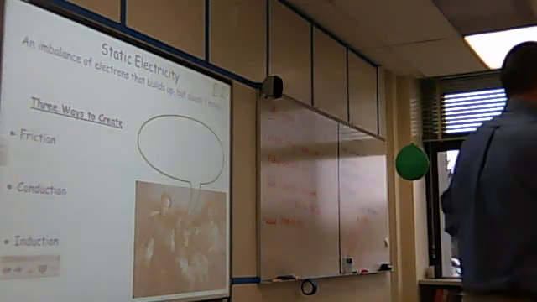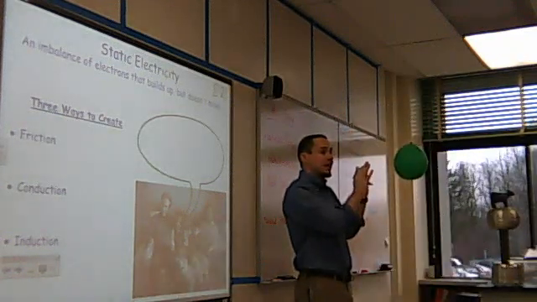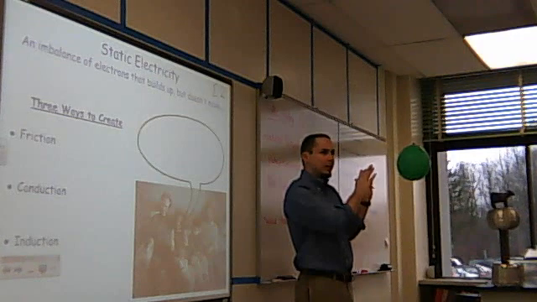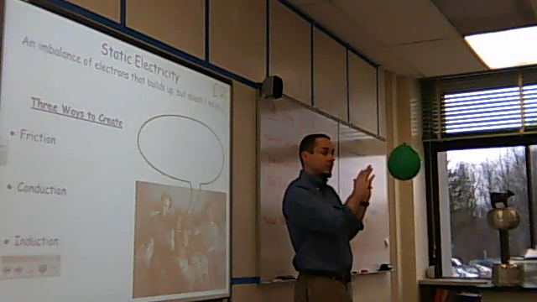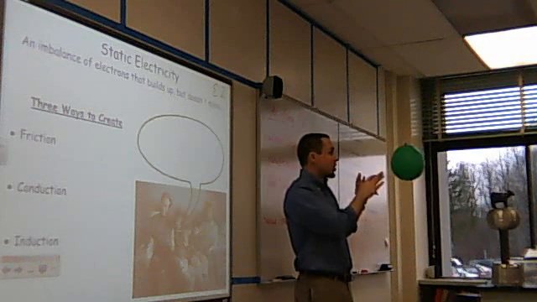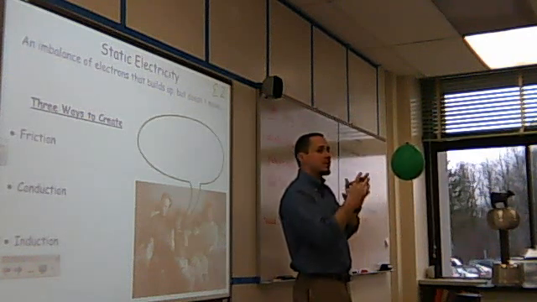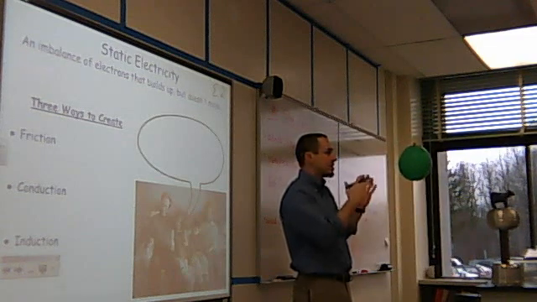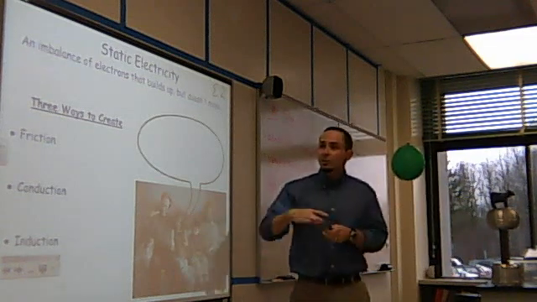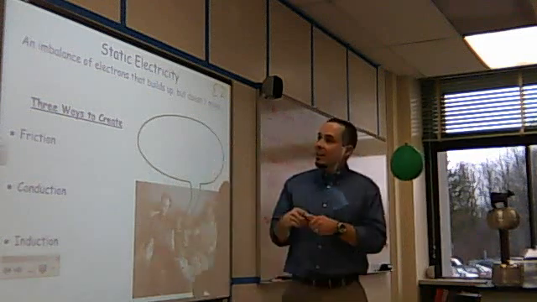That's cool. And if you're looking at this thing all by itself, it has more electrons than it does what? Protons. So when you have something that has more electrons than protons or less electrons than protons, then you have a static charge. We're going to take a look at 3 different ways that you can build up a static charge.